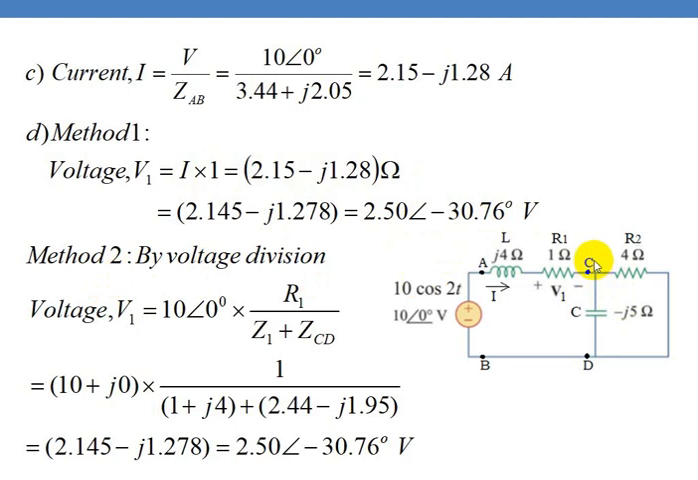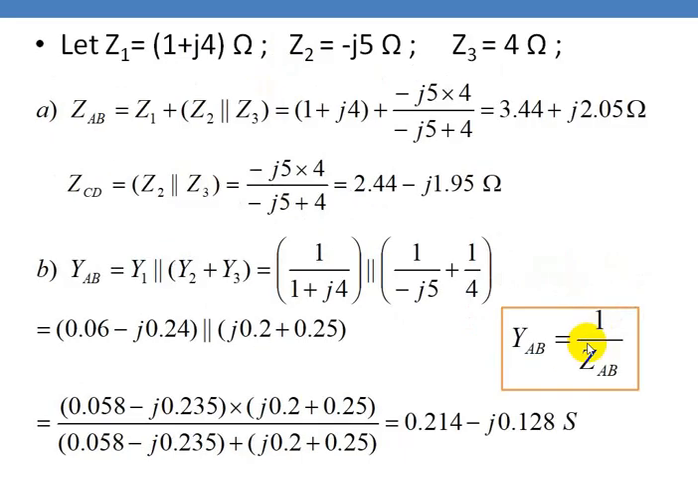Method 2: you already know ZCD, the equivalent impedance here. And here we have an inductance, and here we have a resistance. So there will be three elements. Now you apply voltage division. If you want V1, the total voltage applied across the network multiplied by R1 divided by the sum of all the resistances and reactances in the circuit, that is j4 plus 1 plus ZCD. ZCD we have already found out.